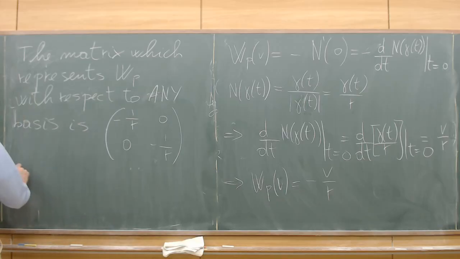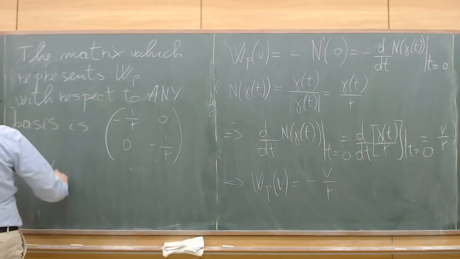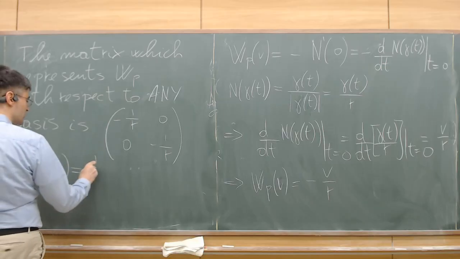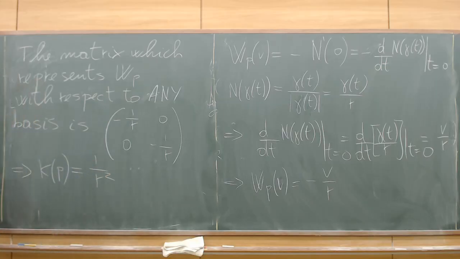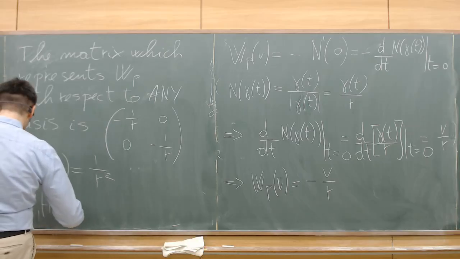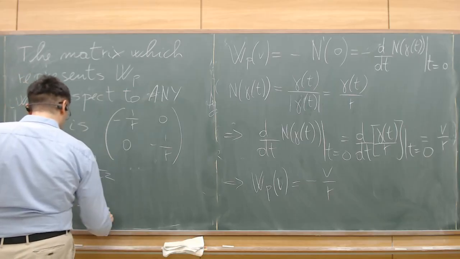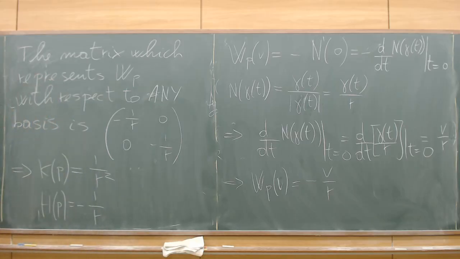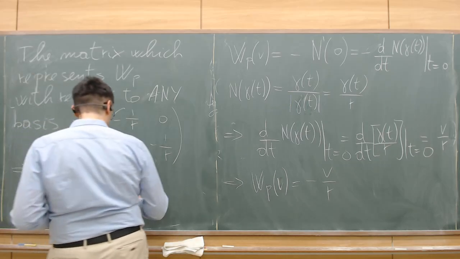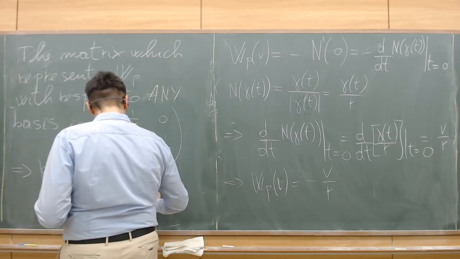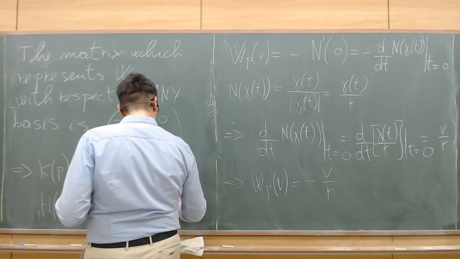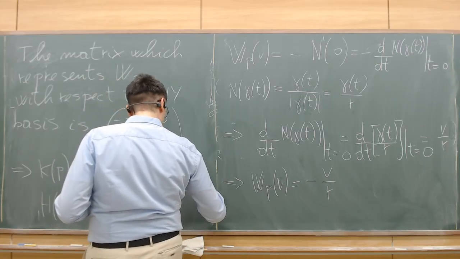So this implies that the Gauss curvature is 1 over r squared, and the mean curvature is minus 1 over r, for any P in S2R.